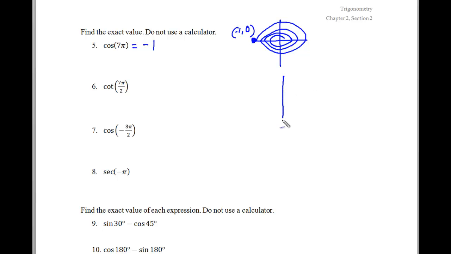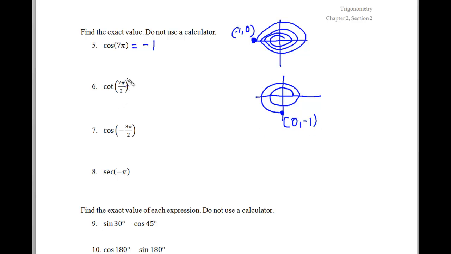Now for 7 pi over 2, you have to think to yourself here, okay, how many? A pi over 2 is a 90-degree turn. So if I go 7 pi over 2, this is 1 pi over 2, 2 pi over 2, 3 pi over 2, 4 pi over 2, 5 pi over 2, 6 pi over 2, 7 pi over 2 is right there at the point 0, negative 1.